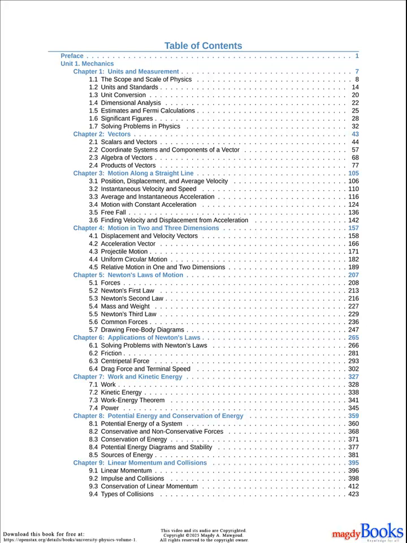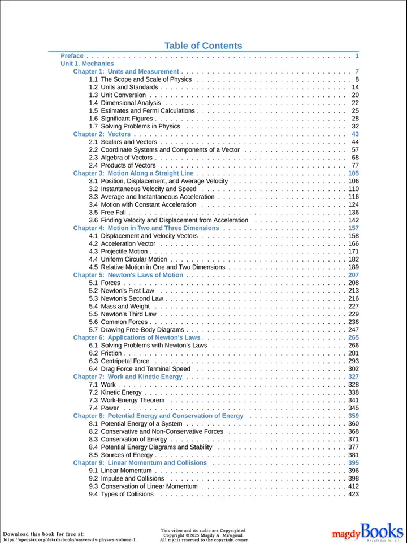Chapter 3. Motion along a straight line. 3.1. Position, displacement, and average velocity. 3.2. Instantaneous velocity and speed. 3.3. Average and instantaneous acceleration. 3.4. Motion with constant acceleration. 3.5. Free fall. 3.6. Finding velocity and displacement from acceleration.